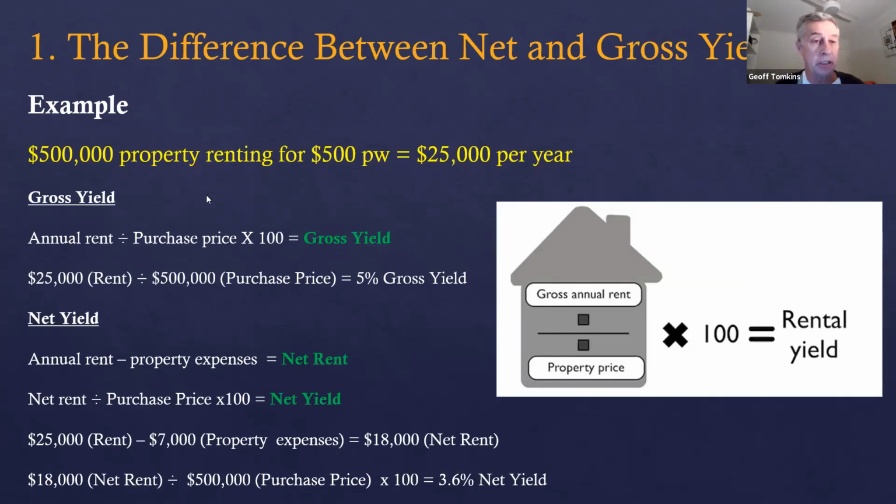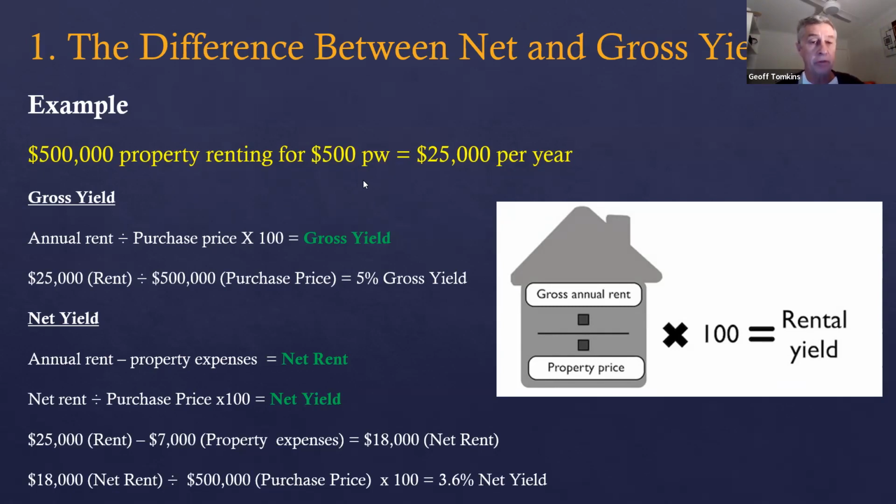So this is using an example of a $500,000 property, renting for $500 a week. Now, I understand we're probably not going to get $500 in the current market, but it's just a case study example for calculation purposes.